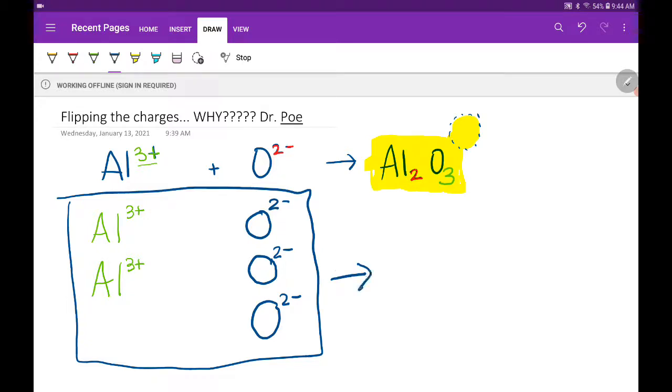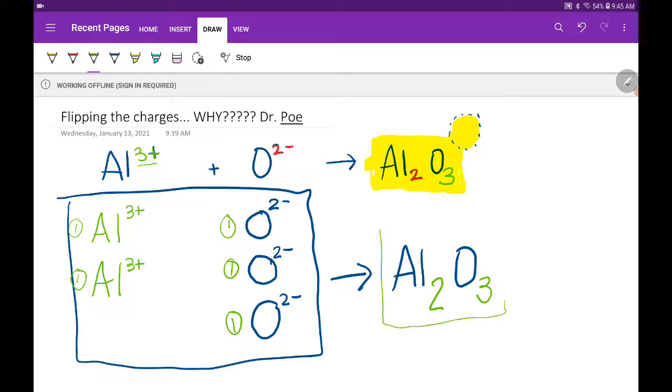So let's go ahead and write out our new formula, cation first, then the anion, and the numbers that we see. We see 1 aluminum here and another aluminum there. 1 + 1 is 2. So we have 2 of these aluminum ions. And we've got 1 oxygen, 1 oxygen, 1 oxygen. That's 3 oxygens total. So overall, we need 2 aluminums and 3 oxygens in order to get the neutral compound.